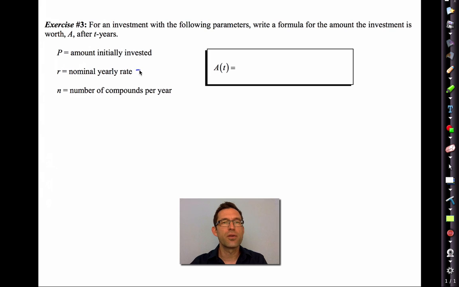Now the nominal yearly rate is already in a decimal. All right, so if it's 4%, R is 0.04. If it's 10%, R is 0.1. All right, so what would this formula look like? Play around with it a bit.